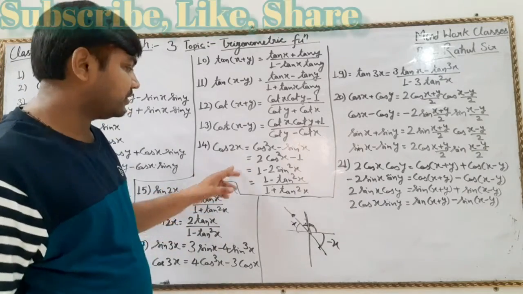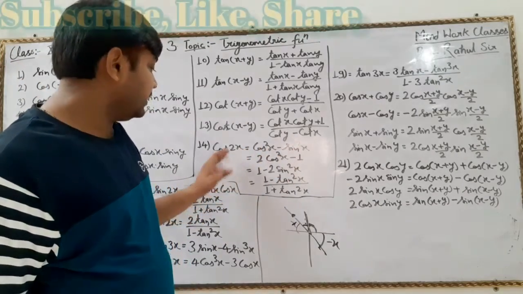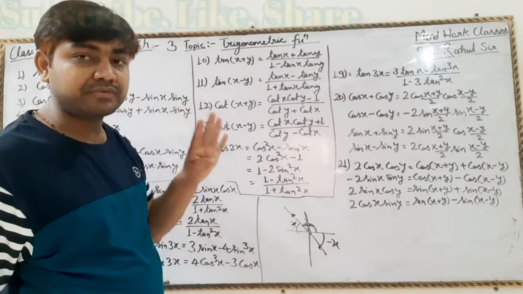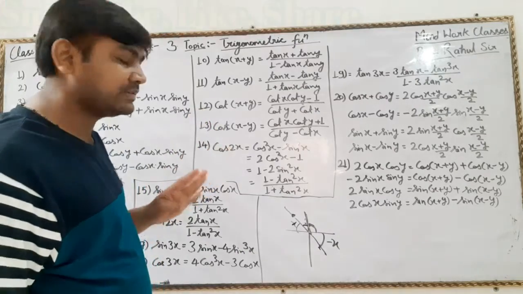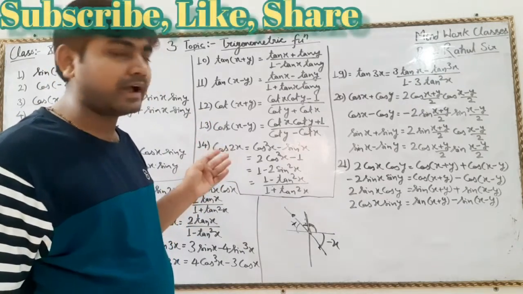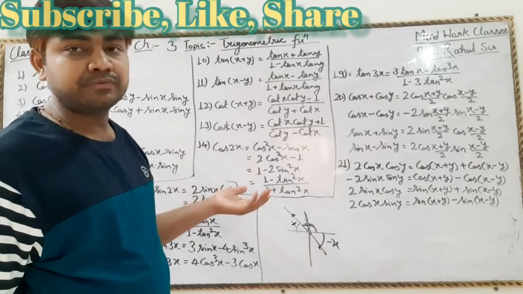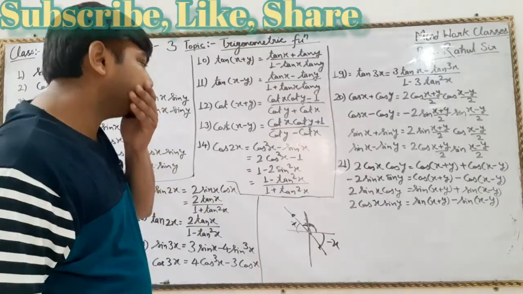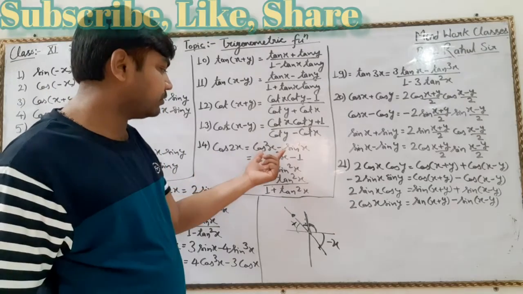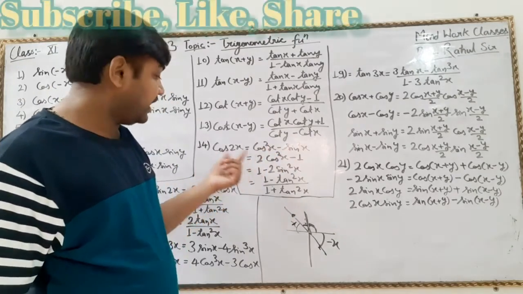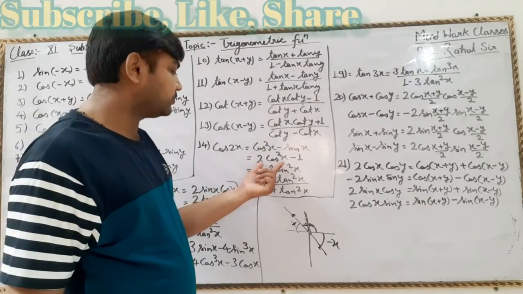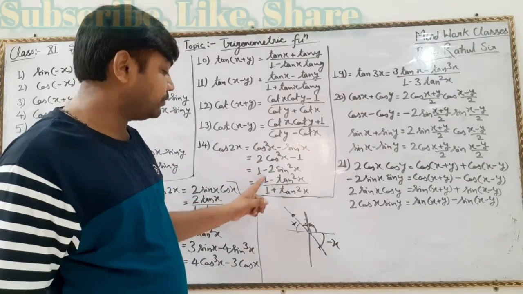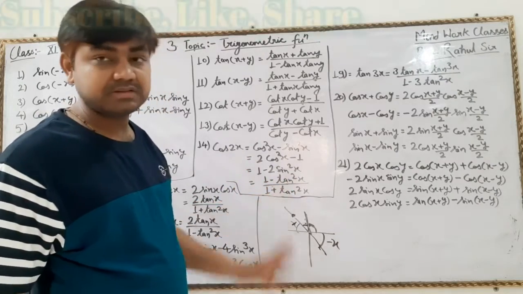Cos 2x is cos squared x minus sin squared x. Look here please: for cos 2x we have 4 different formulas and all the formulas are equivalent. These can be used in different types of questions, whenever we get the respective condition. So cos 2x is equal to cos squared x minus sin squared x. Also cos 2x is equal to 2 cos squared x minus 1, and also 1 minus 2 sin squared x, and also 1 minus tan squared x upon 1 plus tan squared x.